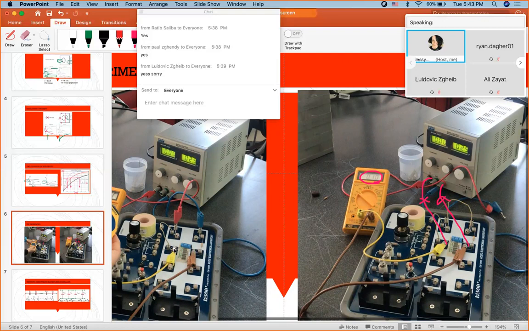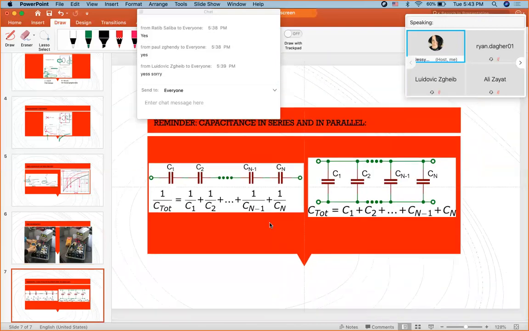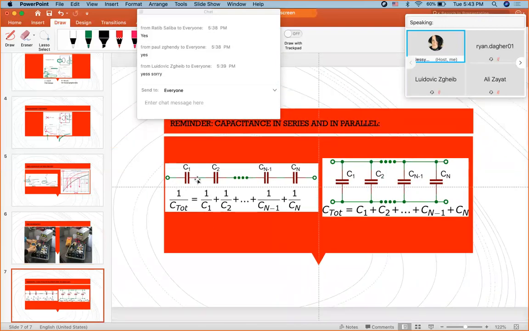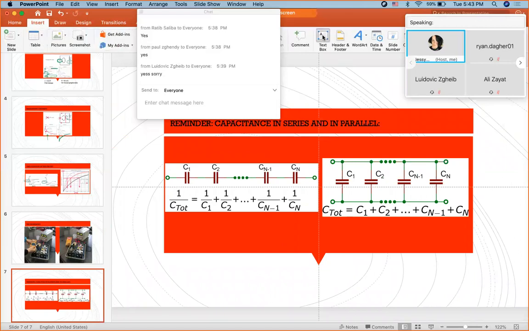Also, you will have to use 2 capacitors in parallel, so you just put them on top of each other, and 2 capacitors in series, you put them next to each other, and you know C equivalent will affect your tau. And this is a quick reminder on how to find C equivalent for a series connection and a parallel connection. And probably I can ask someone.